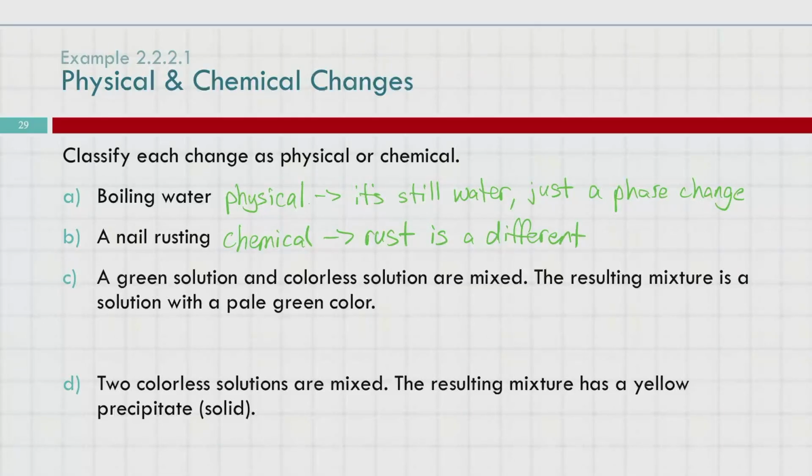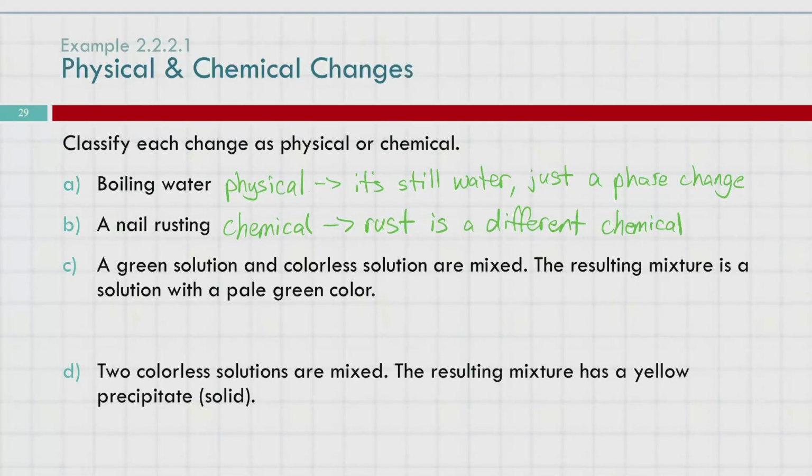It's also a different chemical. If we mix a green solution and a colorless solution, and the resulting mixture has a pale green color, do we think that's a physical or chemical change? We've got guesses for physical. Why is it a physical change? Because you're not chemically changing anything, you're just mixing the two colors. Yeah, we've just diluted our green liquid. We've watered it down, so to speak.